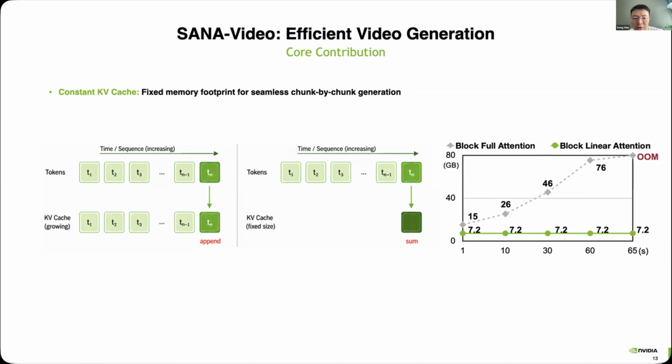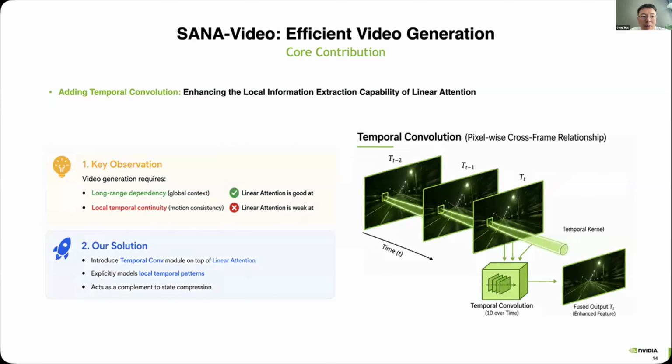A natural problem for this constant KV cache size is the capacity limitation. How do we generate long video and have enough capacity? We solve this problem by adding temporal convolution to deal with the drawback of the linear attention. Okay, we want to enhance the local information extraction capability of linear attention by using convolution.